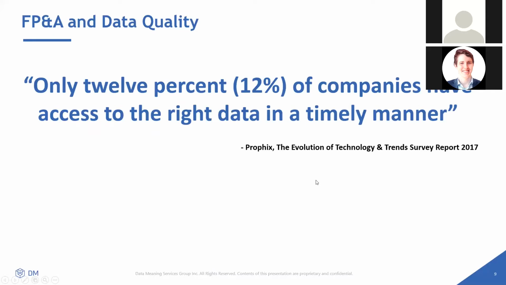So this is a quote that I found a while ago that I think is really helpful for you to understand, right? Only 12% of companies have access to the right data in a timely manner. So what I mean by this is, okay, maybe you have the right data, maybe you're paying the right data providers, but how quickly does your analyst get the data that he needs in order to generate those insights for an analysis later on?